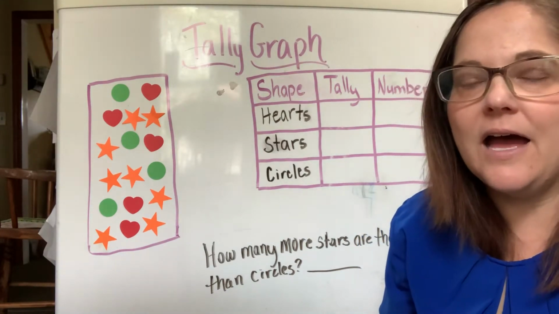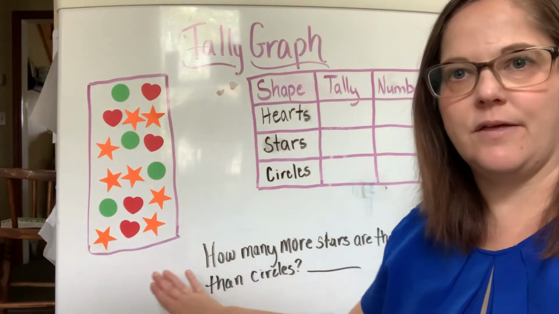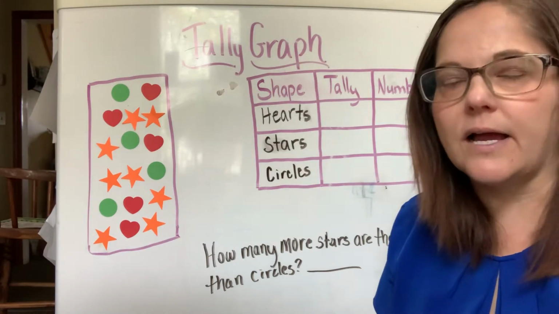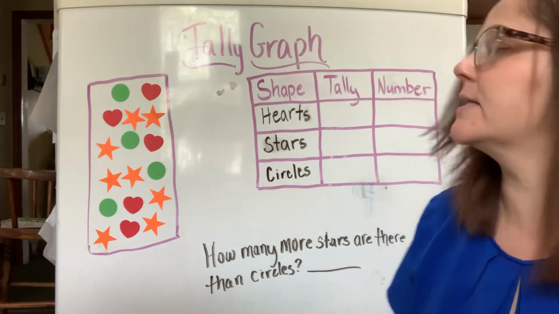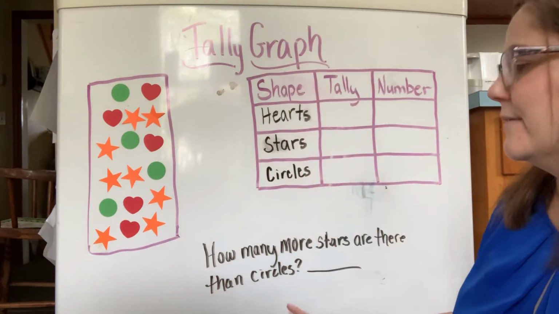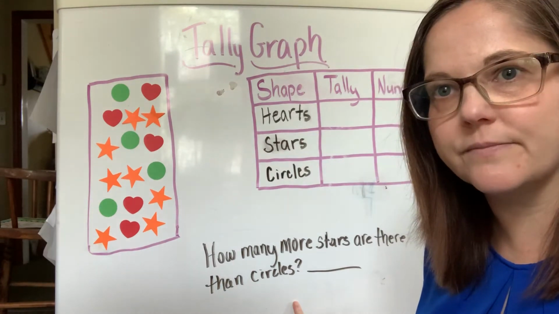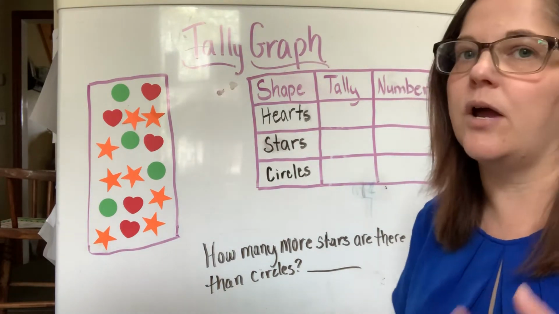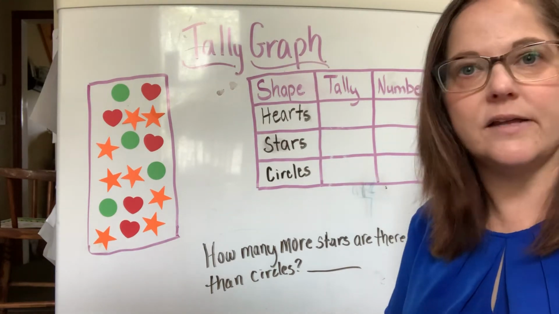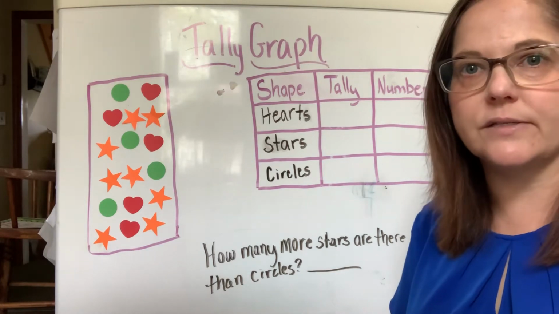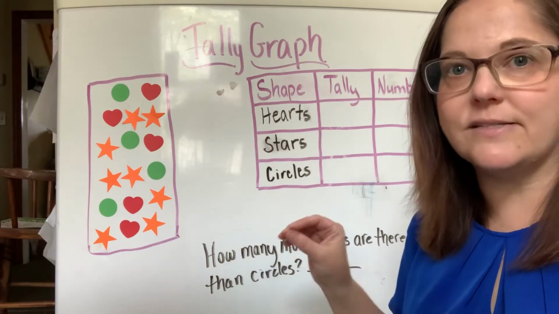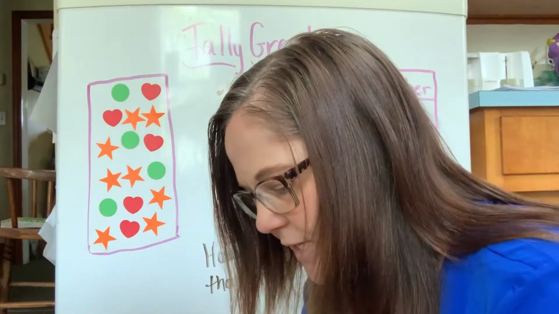So I have some shapes that we're going to look at. Not only are we going to look at these shapes, we are going to collect data on them, and then we're going to organize them in this chart, or graph rather, and we're going to answer some questions. So let's take a look. Now I want you to remember, mathematicians are always organized and efficient. So we're not going to rush through this. We're going to carefully count each shape and collect accurate data. So let's take a look.